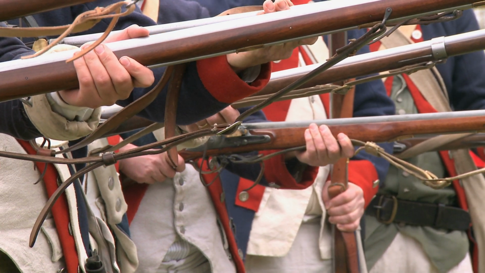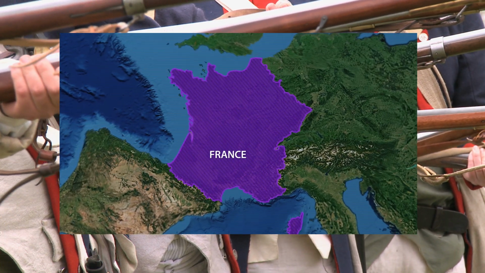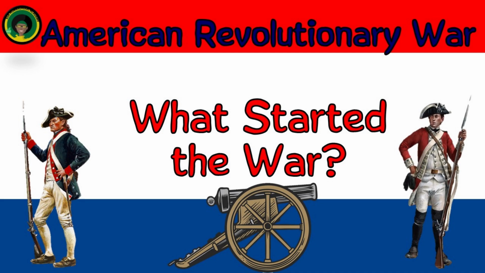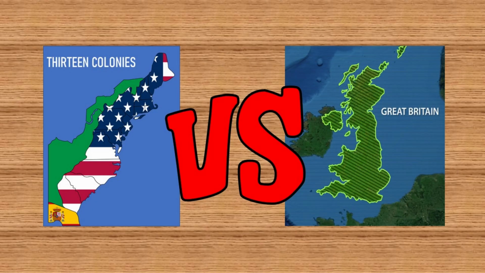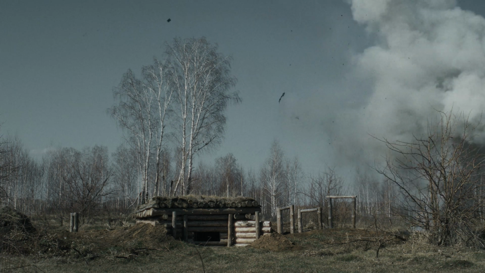Originally a dispute between Britain and its colonies, it escalated into a global war when France became an ally to the colonies. What started the war? Before the outbreak of the American Revolutionary War, tensions had been escalating between the British Crown and its colonies. To increase revenue from the colonies, Britain implemented several measures.